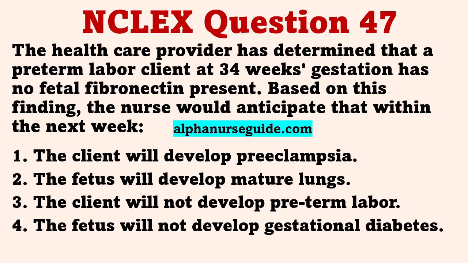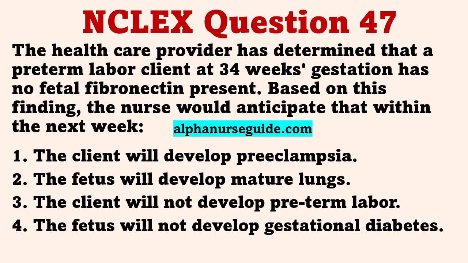The healthcare provider has determined that a preterm labor client at 34 weeks gestation has no fetal fibronectin present. Based on this finding, the nurse would anticipate that within the next week, 1. The client will develop preeclampsia. 2. The fetus will develop mature lungs. 3. The client will not develop preterm labor. 4. The fetus will not develop gestational diabetes.